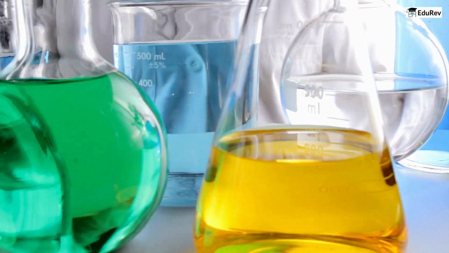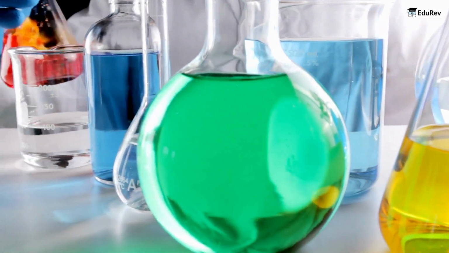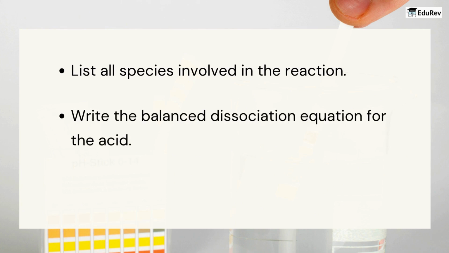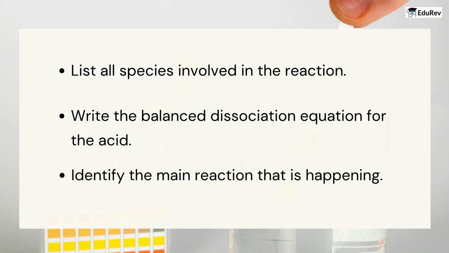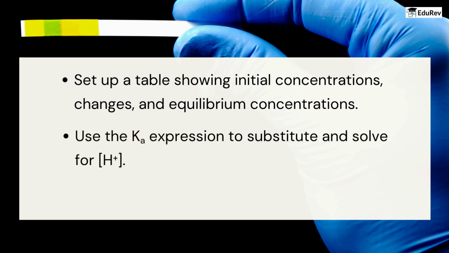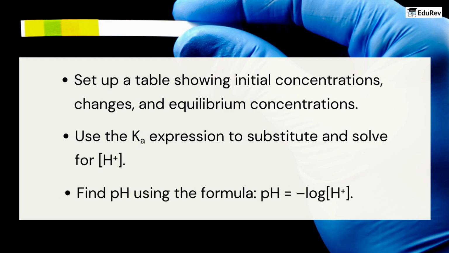Now, how do we calculate the pH of a weak acid solution? Let's go through it step by step. List all species involved in the reaction. Write the balanced dissociation equation for the acid. Identify the main reaction that is happening. Set up a table showing initial concentrations, changes, and equilibrium concentrations. Use the Ka expression to substitute and solve for [H+]. Find pH using the formula pH = -log[H+].